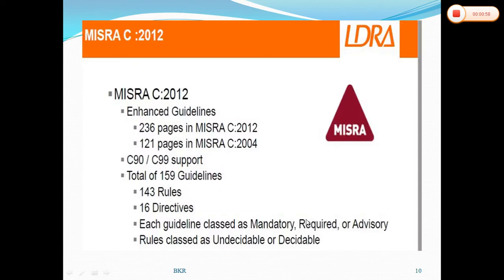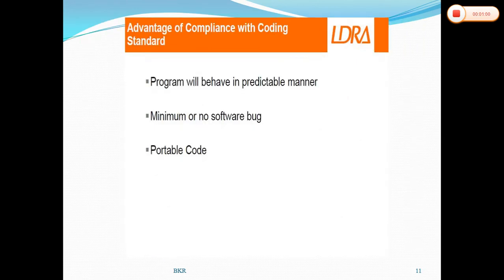What is this MISRA C 2012 standard? The advantage of this MISRA C 2012 standard is that it will minimize the software bugs, or remove the software bugs. It will perform code optimization. Okay, it will decrease the code size and give portable code. It will decrease the code size, and also it will make the program behave in a predictable manner.